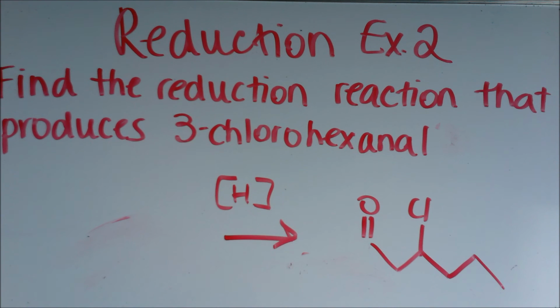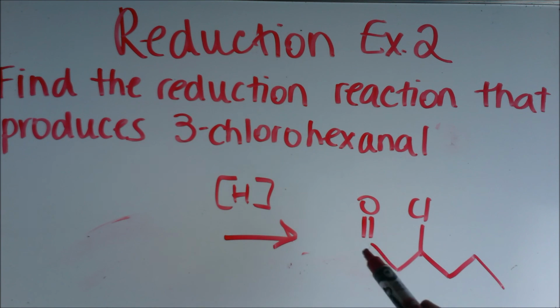Reduction example 2. Find the reduction reaction that produces 3-chlorohexanol. This right here is chlorohexanol. It's been drawn out, and that's our product. We're looking to find the reactant that formed this. Reduction reactions always try to increase the number of bonds to hydrogen and decrease the number of bonds to oxygen.